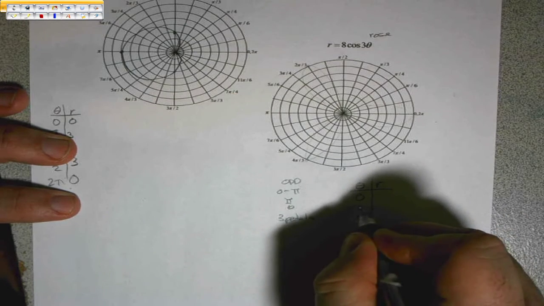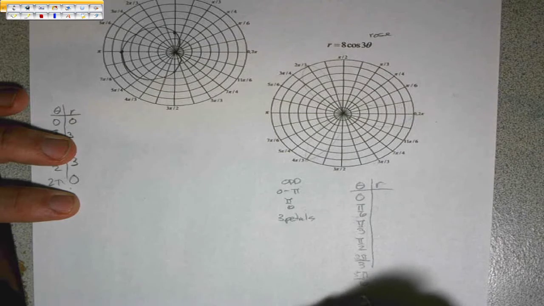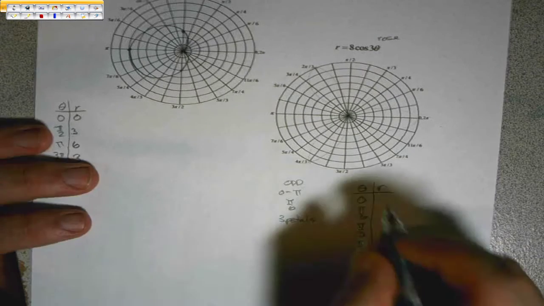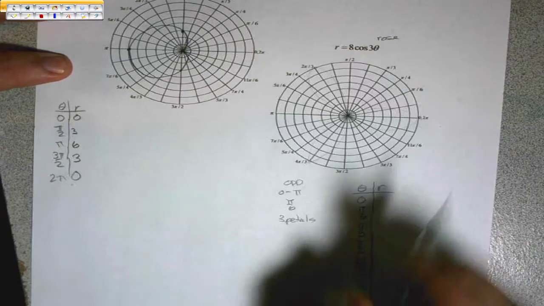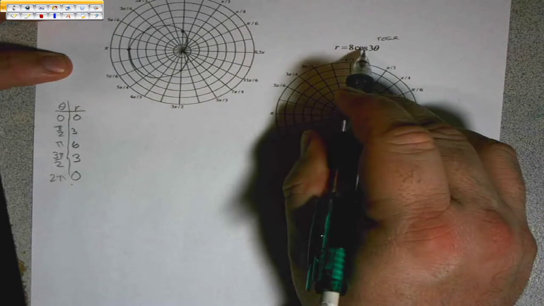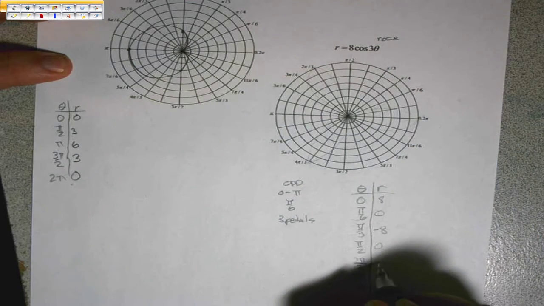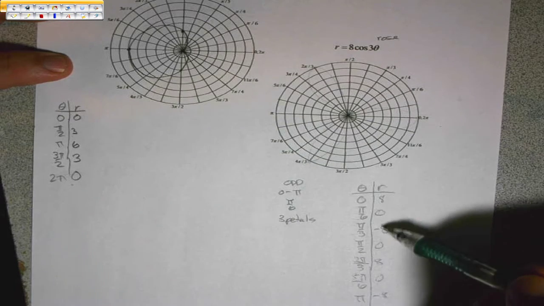So 0, 1/6, 2/6, 3/6, 4/6, 5/6, and 6/6. There we go. Now we only need a couple of these values, so let's plug 0 in. Cosine of 0 is 1, so that's 8. Pi over 6, now that becomes pi over 2. Cosine of pi over 2 is 0. Then it goes -8, 0, 8, 0, -8. So every other one is 0, and then we go positive, negative, positive, negative.